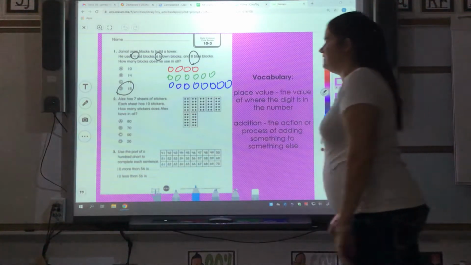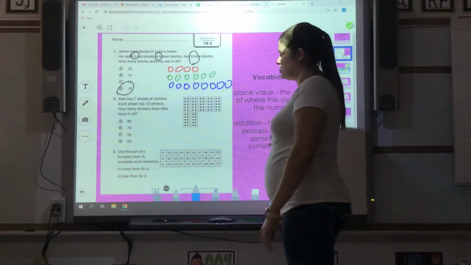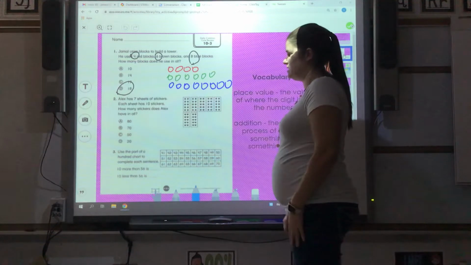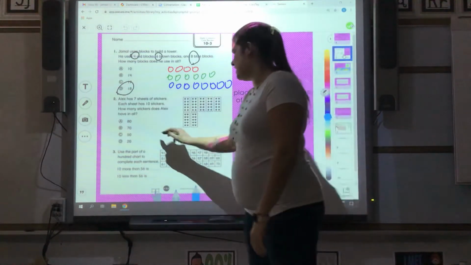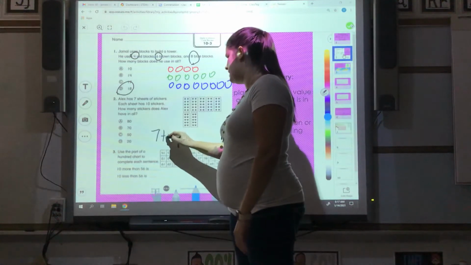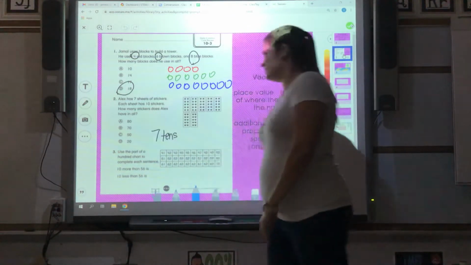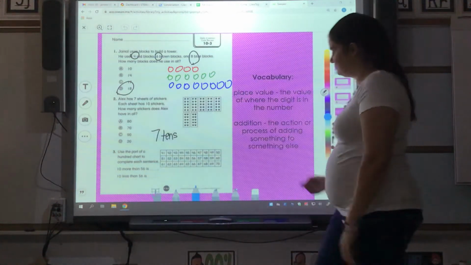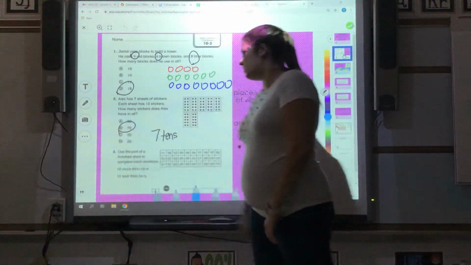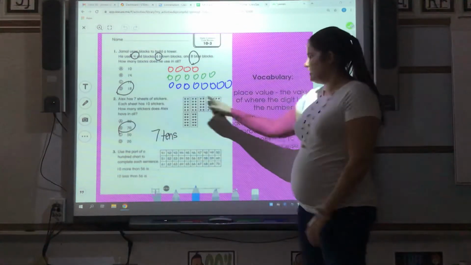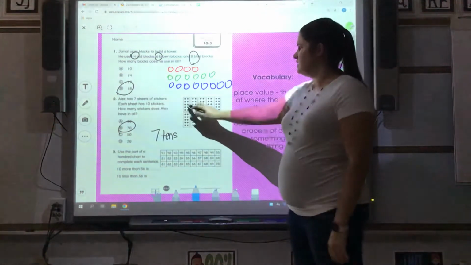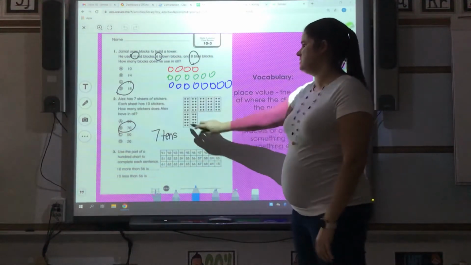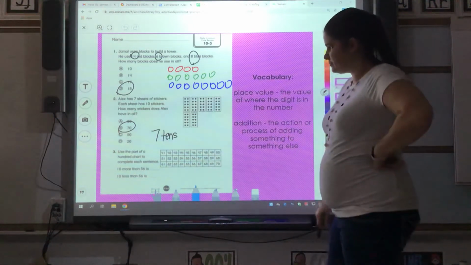Alex has 7 sheets of stickers. Each sheet has 10 stickers. How many stickers does Alex have in all? So really this is saying that we have 7 tens, and we know that 7 tens is equal to 70. If we don't know that 7 tens is equal to 70, we can easily use this picture over here to the side and count out our tens. 10, 20, 30, 40, 50, 60, 70.